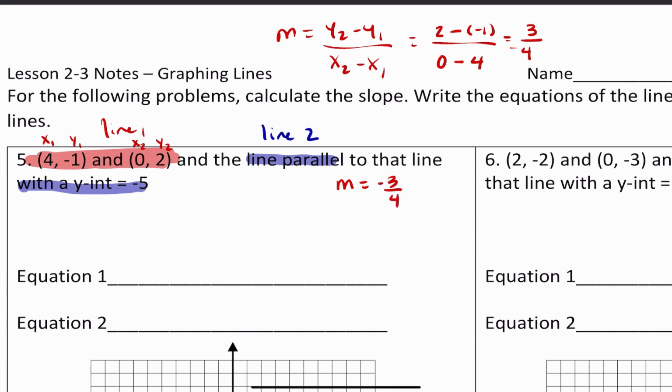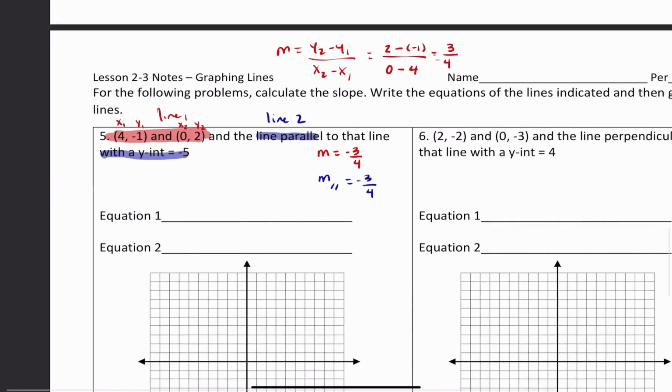And then I got to use my key word here, parallel. What does parallel mean? Well, the parallel slope of that means the same slope. So I'm looking at this, and it's basically the same slope.